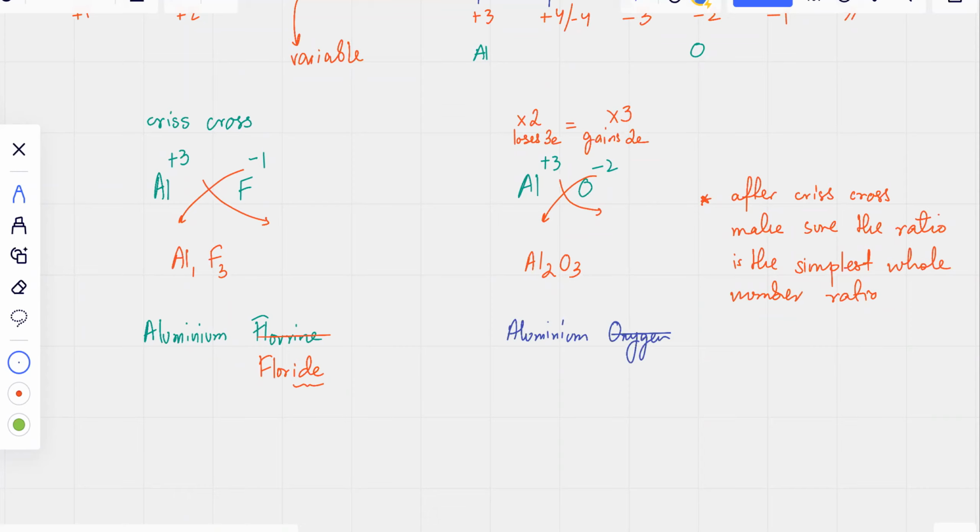So the oxygen ion, the negative ion, that name changes. It becomes oxide. At the end, you'll get IDE. So remember this, negative ion name always changes, and it ends with IDE.